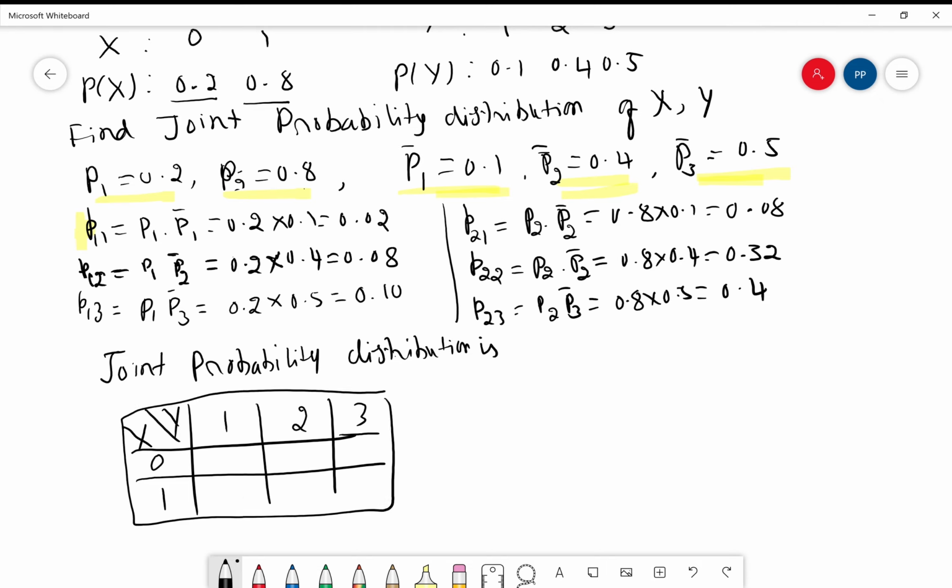The corresponding probabilities are 0.02, 0.08, 0.1. Next, 0.08, 0.32, 0.4. Take the sum: 0.2 plus 0.8, so the sum is 1. That means it satisfies the condition, and each one is non-negative. Okay, this is how you can find a joint probability distribution. If you get such a problem, it's very, very simple.